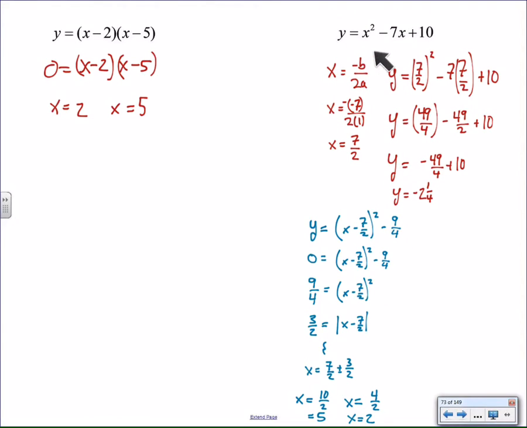If I can take x squared minus 7x plus 10 and write it in its true factored form, then finding the solutions for the x-intercepts is really easy to do. So that's our incentive for factoring. Now let's talk about how to do it.